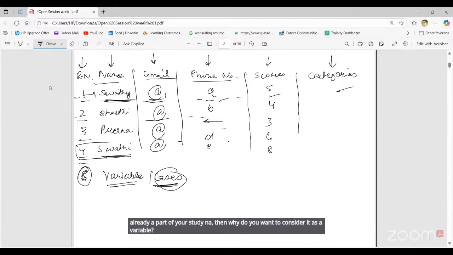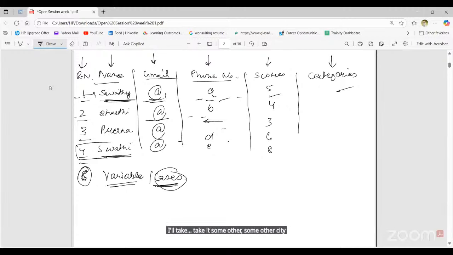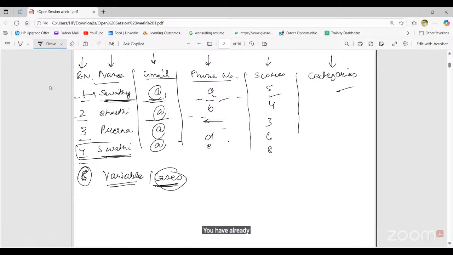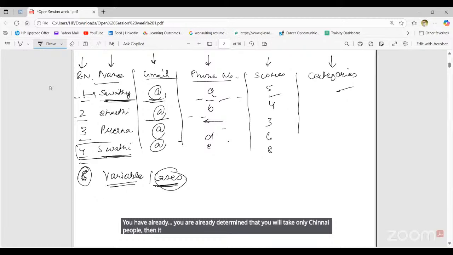Take some other city. If you are taking people from some other city, then you can take it as a variable. But if the city is the same and you have already determined that you will take only Chennai people, then it is useless to take it as a variable.